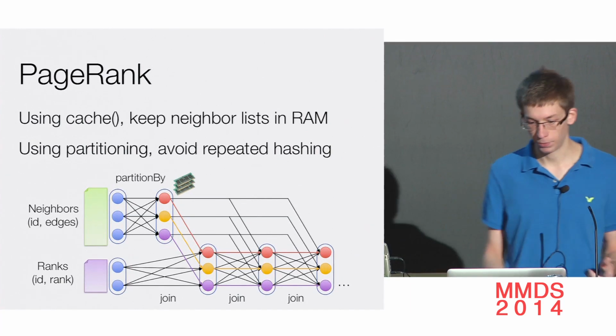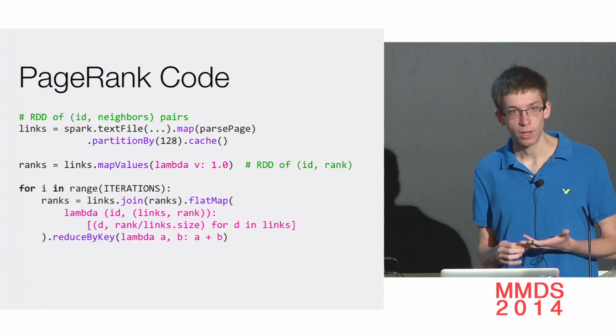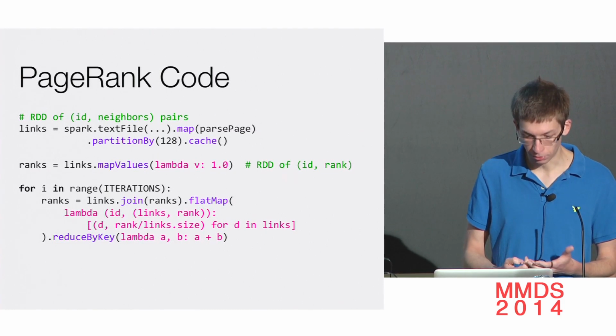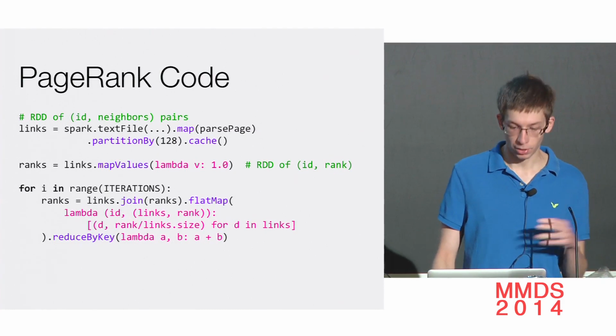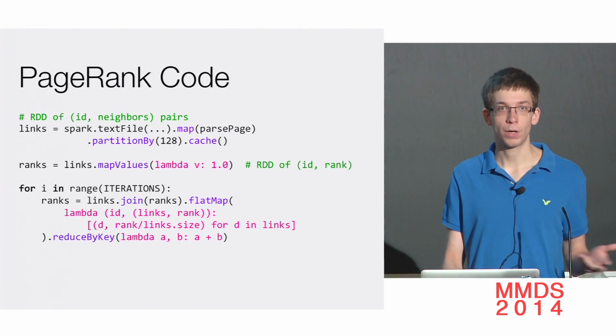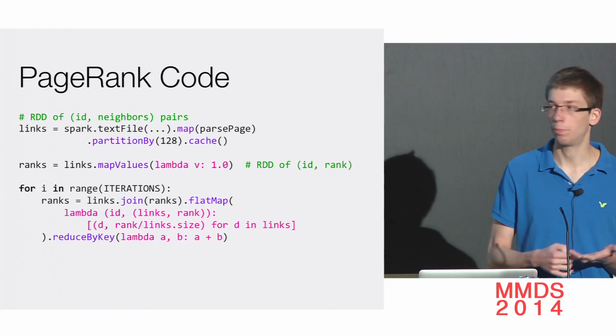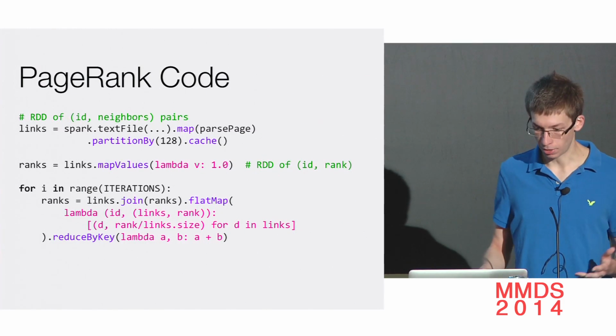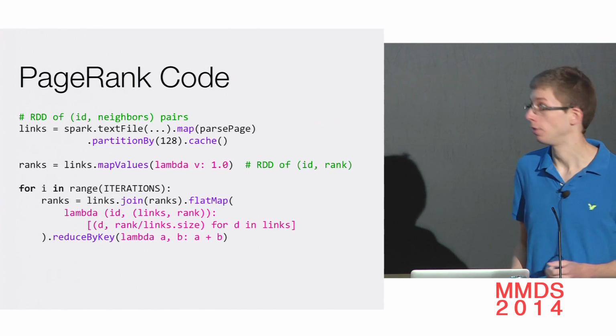Okay. Here's some of the code to write PageRank. I'm not going to go into it in a ton of detail, but my point is just that it's really little code. And if you try to write PageRank in something like Hadoop MapReduce or MPI today, that's going to be a lot more code than this one.